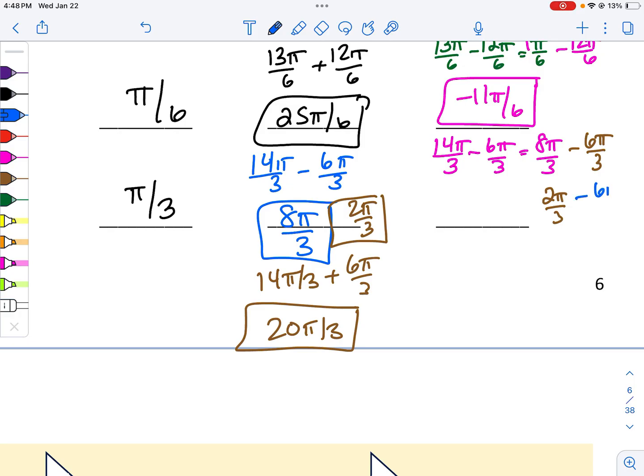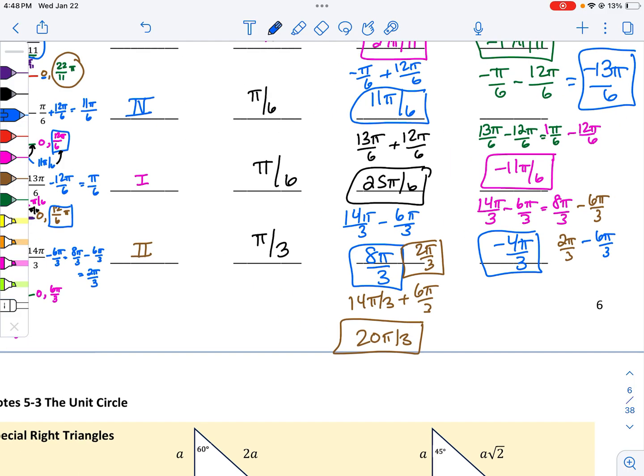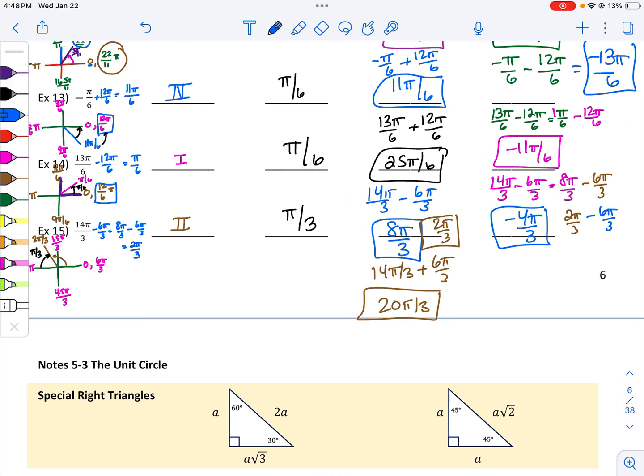So now I've got to subtract another 6 pi over 3, which finally gives me a negative coterminal angle of negative 4 pi over 3. So you're going to continue to add and subtract multiples of 2 pi. So add 2 pi, add another 2 pi, or subtract another 2 pi, depending upon how big or how small that angle is.